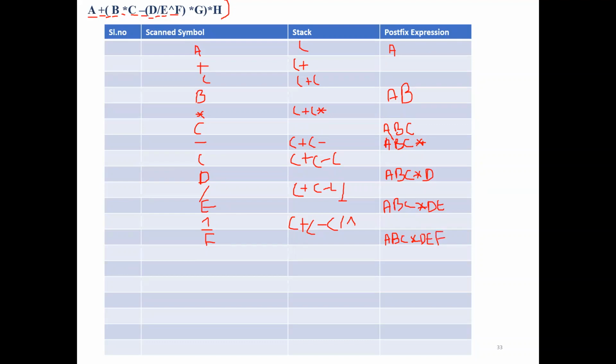Now, what is the next symbol scanned? It is a right parenthesis. If you encounter a right parenthesis, what you are supposed to do? We have to pop the stack symbols, the operators, until we get the left parenthesis, ma'am. Until we reach a left parenthesis, we have to pop out all the operators from the stack.